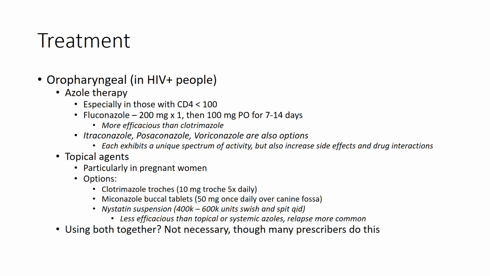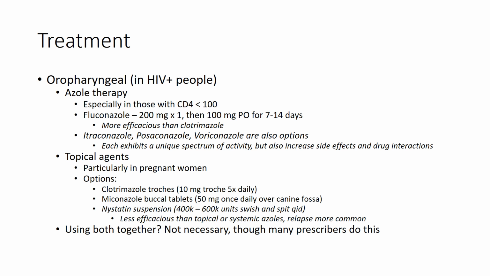And again, if for some reason fluconazole doesn't work, there is the ability to use other azoles, including itraconazole, posaconazole, and voriconazole. But you have to consider that these medications are not first line because each of them does exhibit a unique spectrum of activity and increases side effects and drug interactions. Additionally, you have to consider cost.